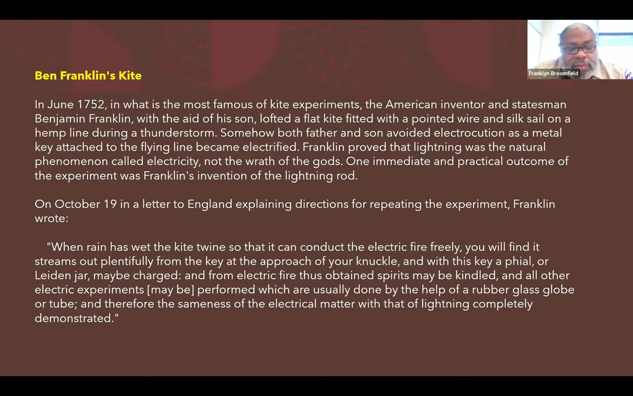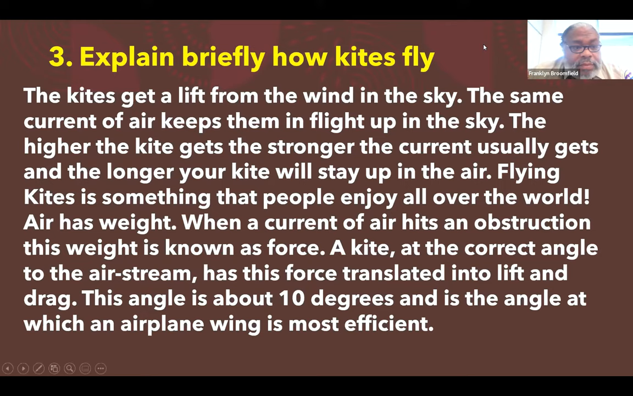But in October of that same year, it was explained what happened. So when the rain wet the kite twine so that it could conduct electric fire freely, you will find it streams out plentifully from the key at the approach of your knuckle. And with the key as a ferrule or a jar, it collected the electricity and captured it. So you need conductivity. So the key actually captured the electricity.